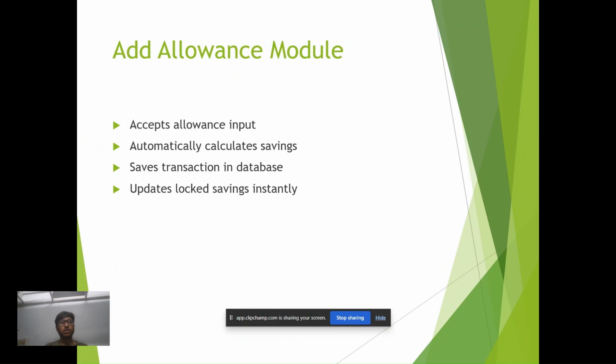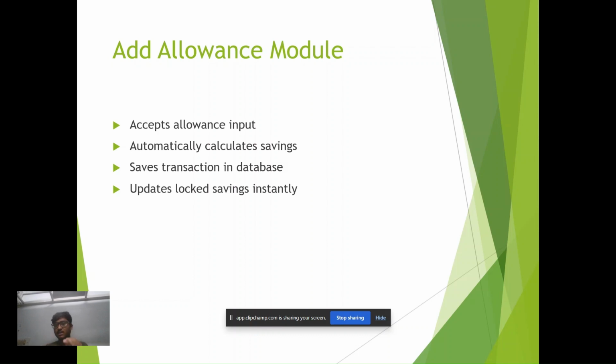The add allowance module accepts allowance input. It automatically calculates the savings using a particular formula that we have defined and the savings percentage that can be manually changed by the user. And it saves the transaction in the database and it updates logged savings instantly.